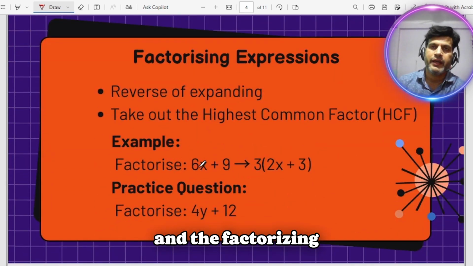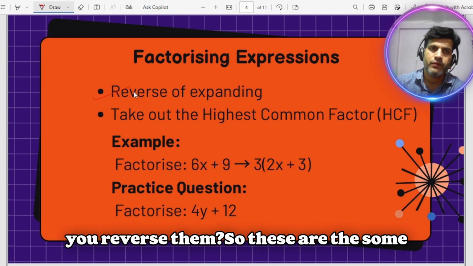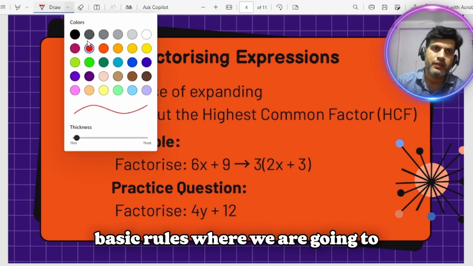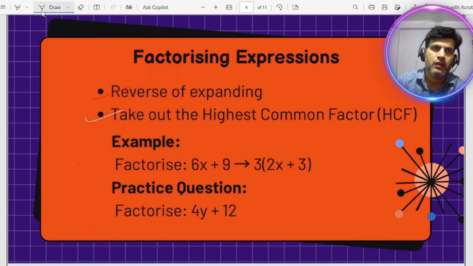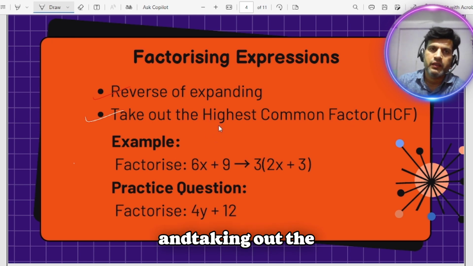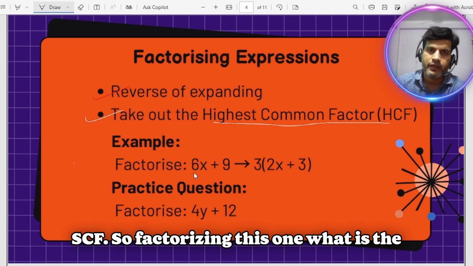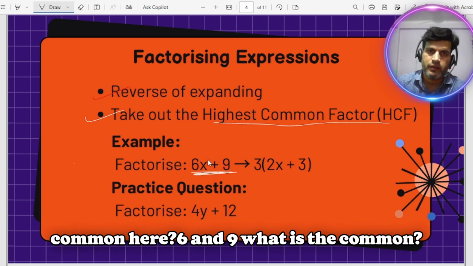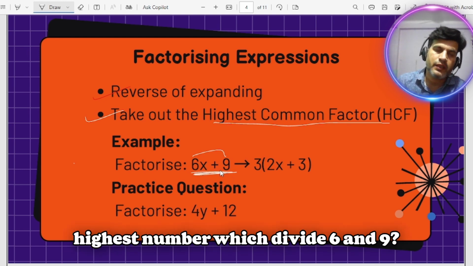And factorizing an expression is the reverse of expanding. How can you reverse them? These are some basic rules by which we are going to solve that. So let's see. And taking out the highest common factor, HCF. So factorizing this one, what is common here? It says 6 and 9. What is common? Which is the highest number which divides 6 and 9?